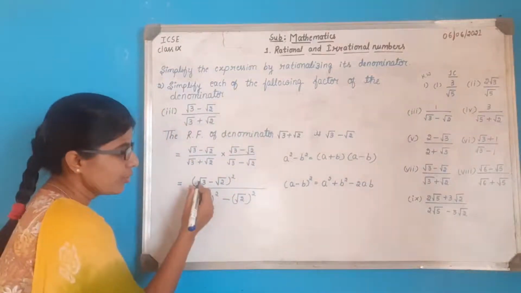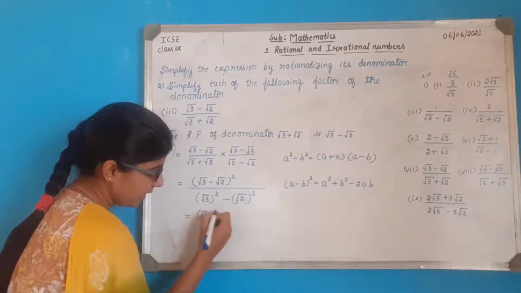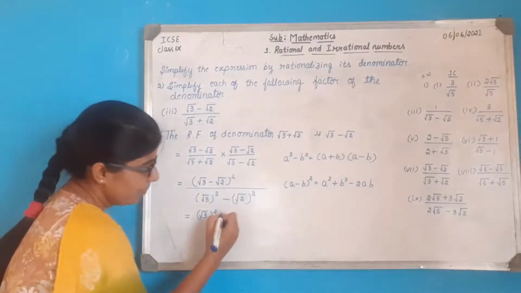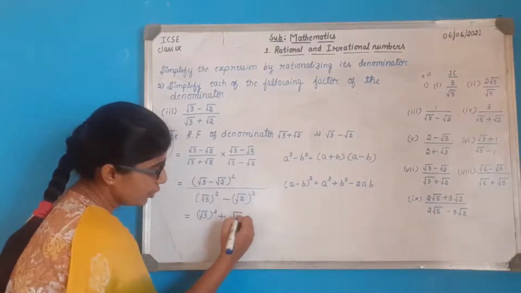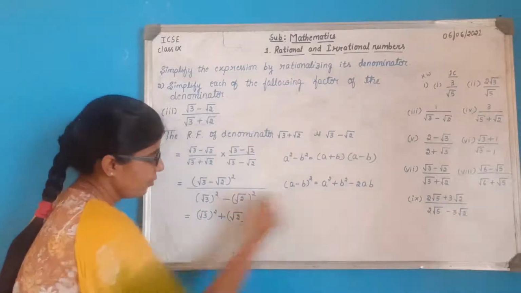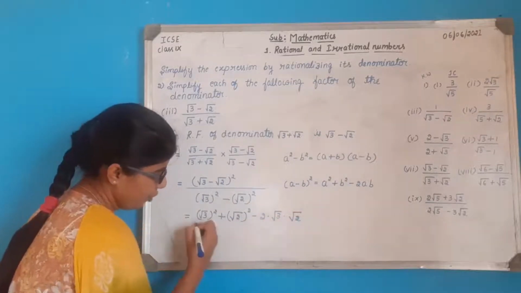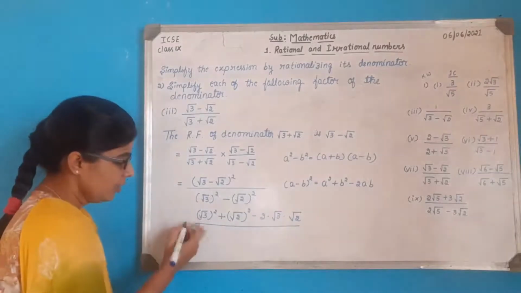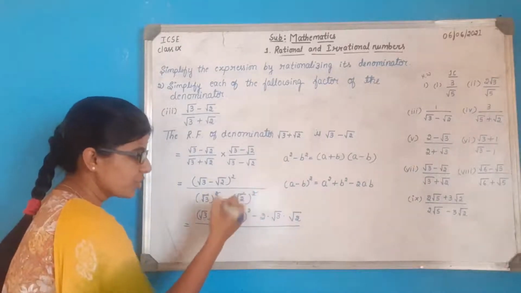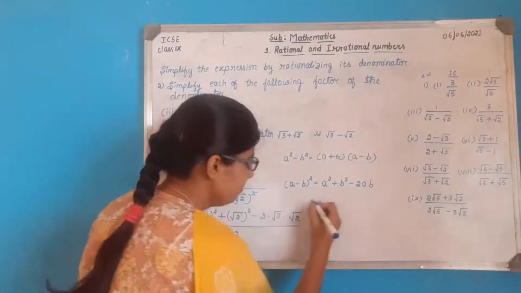Apply this formula. So what is a square here? Root 3 whole square, root 3 is a, root 2 is b, clear? Then plus b square, what is b square? Root 2 whole square, minus 2 into ab, what is a value? Root 3 into what is b value? Root 2. So this 2 and square root will cancel, 3 remains, minus, this 2 and square root will cancel, 2 remains there. Now go for the next step.